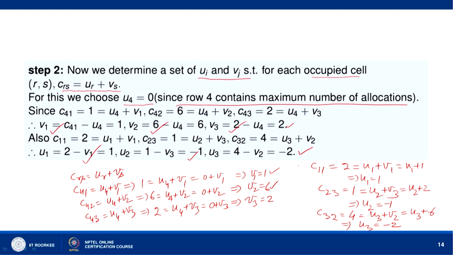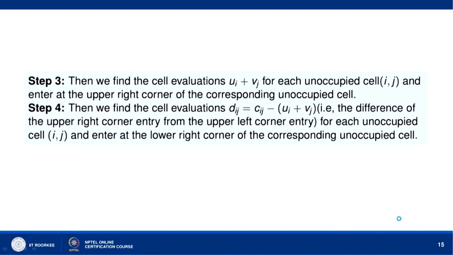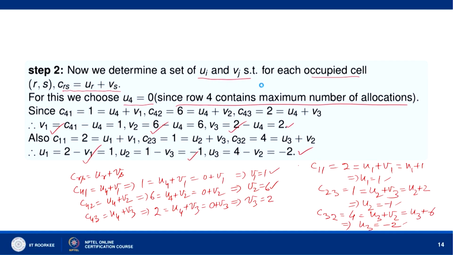So, we got the values of b1, b2, b3. b1 is 1, b2 is 6, b3 is 2, u1 is 1, u2 is minus 1, u3 is minus 2. Now, let us see, we then can write ui plus bj for each unoccupied cell.